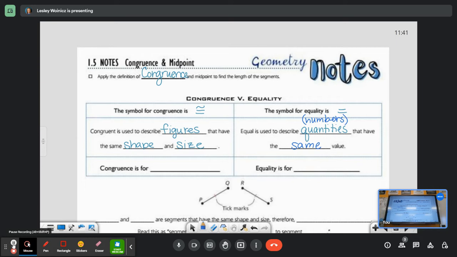So this is the recap part of the table. Congruence is for figures. Equality is for quantities.